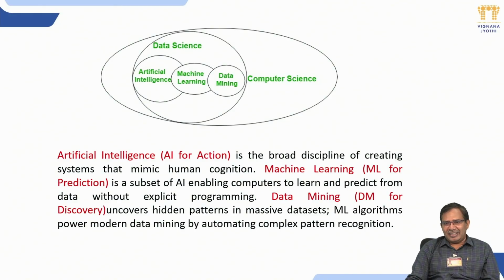It uncovers hidden patterns in massive data sets, because we have huge data sets which are unstructured and unorganized. By making use of data mining, we are able to extract important patterns. Here we use ML algorithms that power modern data mining by automating complex pattern recognition. So ML can be used for prediction, for classification, for clustering, and it also has an important quality called reinforcement learning.